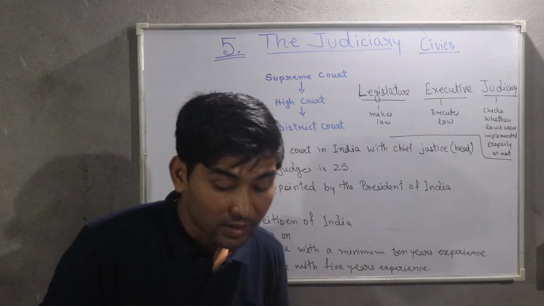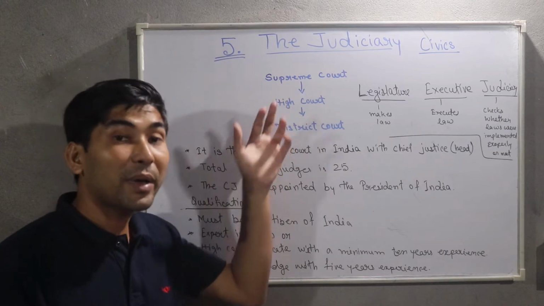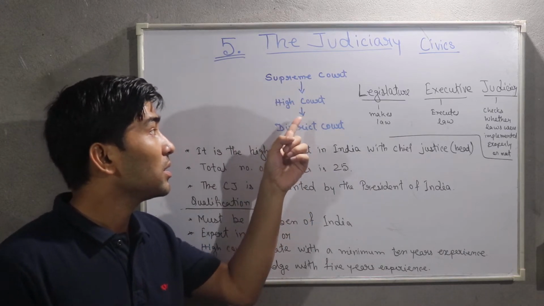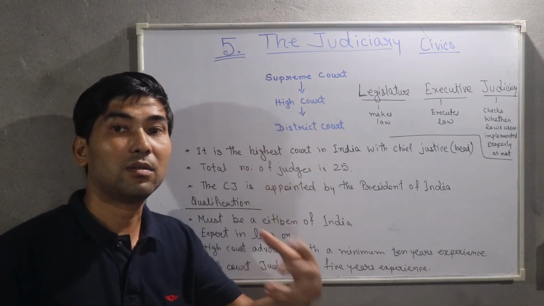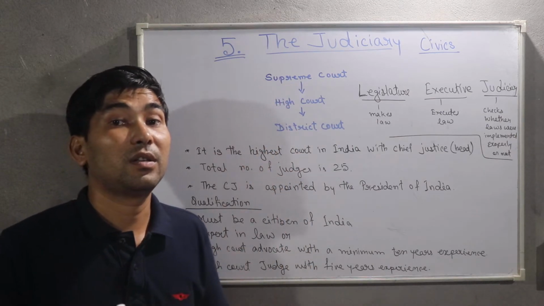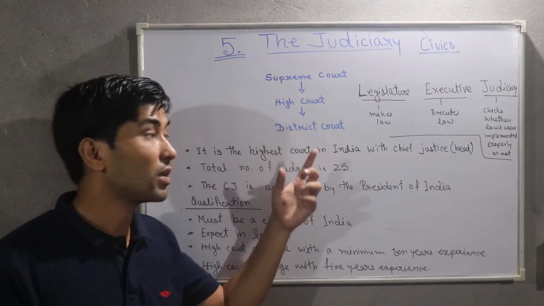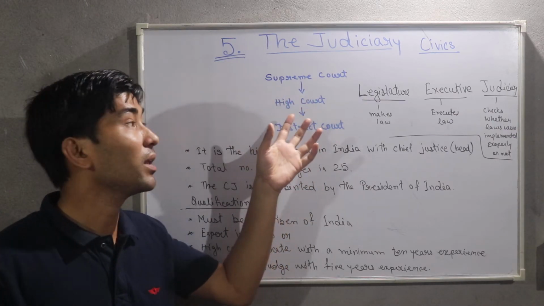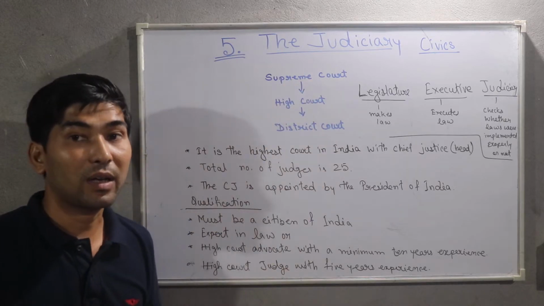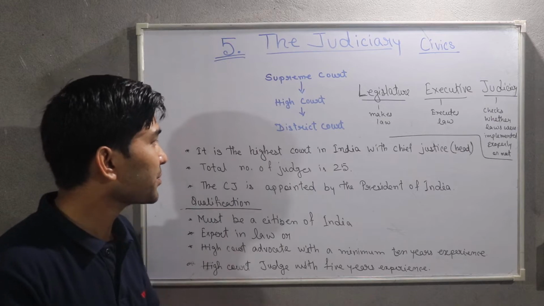So we will discuss the structure of the judiciary first. As I have already told you, the Supreme Court is the apex court, the highest court, the second one is the High Court, and the third is the district court, the subordinate court. So if a person has a dispute, he will first go to the district court, that is the subordinate courts, then he will go to the High Court, and then he can go to the Supreme Court. Okay, that is the appellate jurisdiction that we will talk about a little bit later.